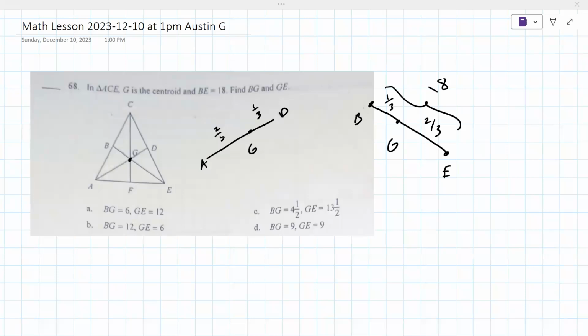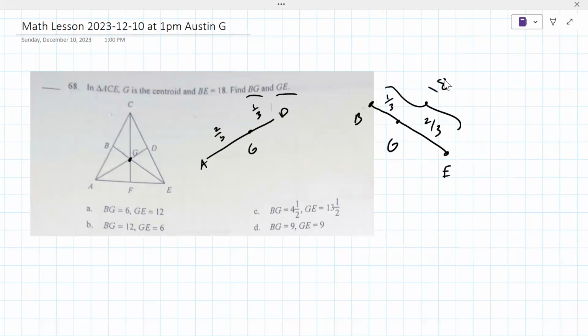Wait, so what are you asking for? BG and GE. BG is 1/3 of the total length. GE is 2/3 of the total length, and they're giving you the total here. So 18, 18 is the total. We want B to G, which is 1/3 of it.